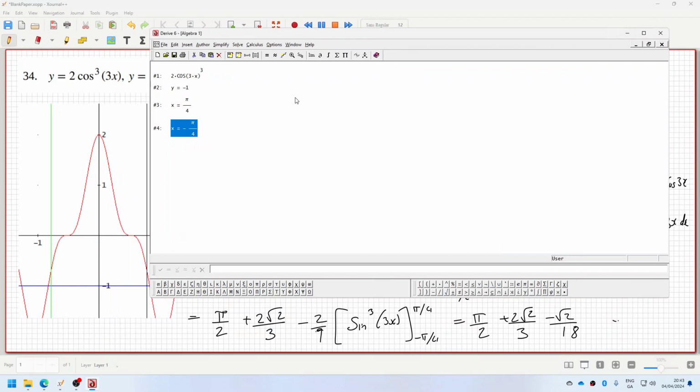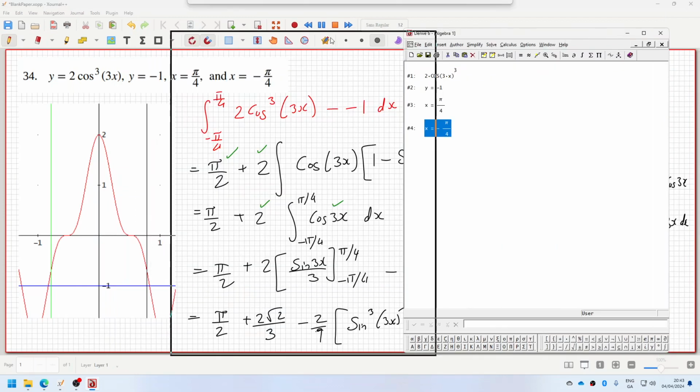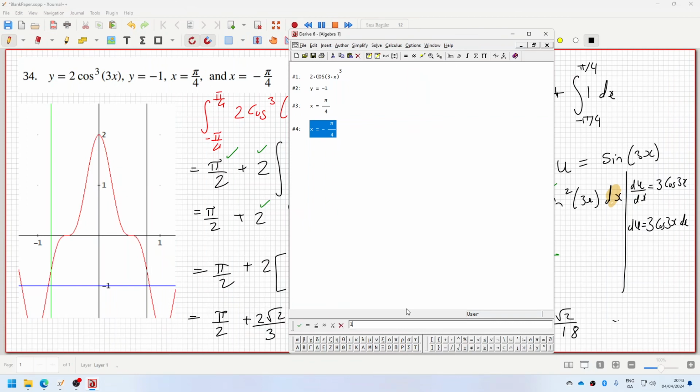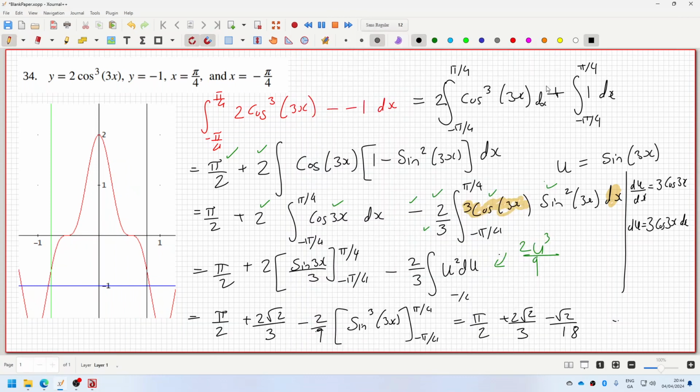Okay. So let's check now. Let's just check 1. Integrate minus pi over 4 to pi over 4. Huh? Oh, it doesn't like to integrate, just, yeah, pi over 2. Okay, so that's right.